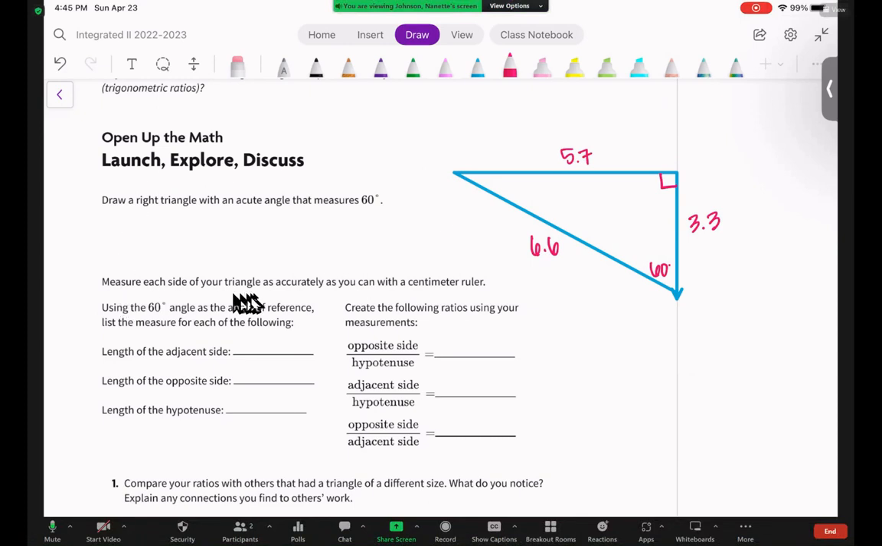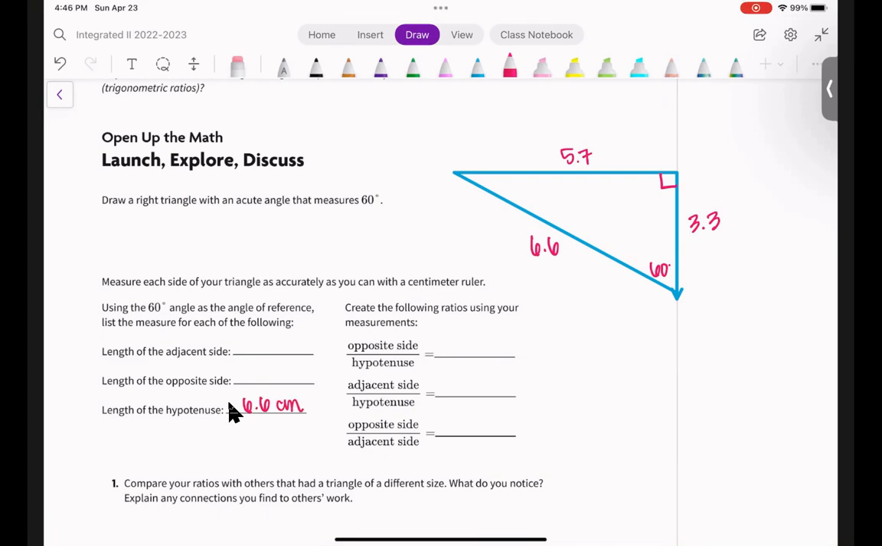So it says measure each side of the triangle as accurately as you can with the centimeter ruler, using the 60-degree angle as a reference angle. List the length of the hypotenuse, the length of the adjacent side. Okay, so we've never talked about adjacent side, so I'm going to take some time to make sure that we understand what adjacent is. Okay, let's talk about the hypotenuse. The hypotenuse in this case is 6.6 centimeters.